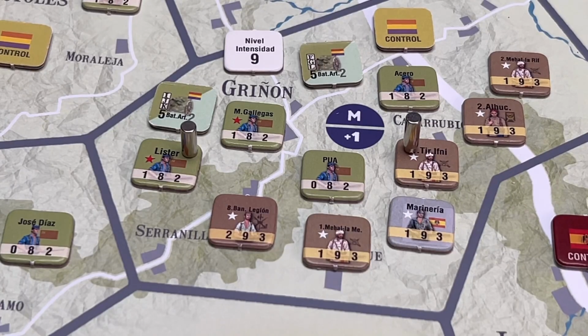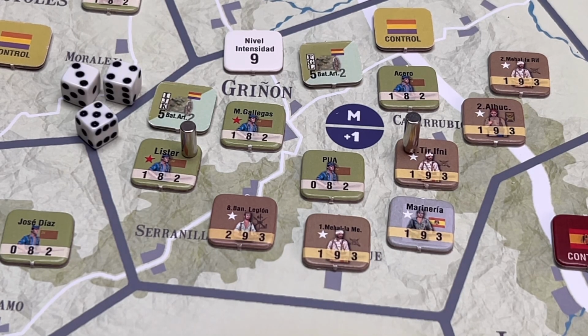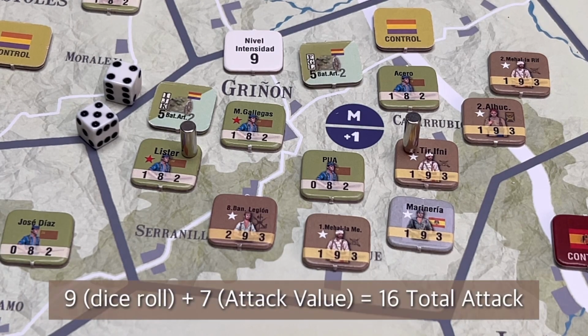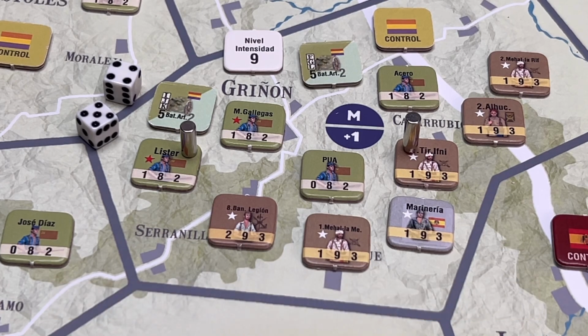Now the attacker rolls dice to be added to the attack rating of his units. Normally, 2 dice are rolled, but because the nationalists spent a support point to perform a prepared attack, they roll 3 dice and select the 2 highest results. The dice are rolled, a 5, a 4, and a 3. The 3 is discarded and the dice result is 9, which when added to the attack ratings of the units, 7, results in an attack value of 16.